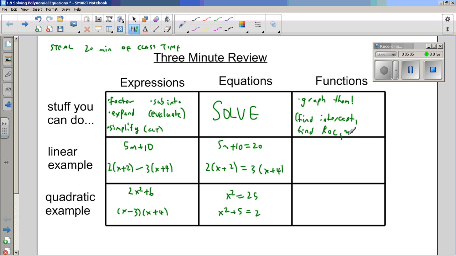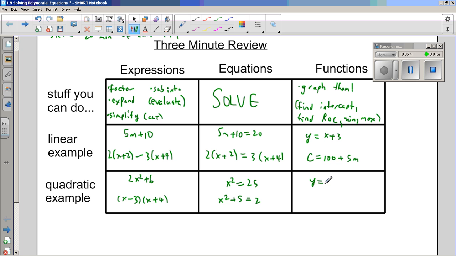We could find the minimums and maximums of a function, etc. But mostly we just graph it. What would be a linear function? A linear function would be something like this: y equals mx plus b. Or back in grade 10, a cost function, something like this, where we've got two variables. We could graph that if we wanted to. Quadratic, this is a parabola, and we could graph that parabola, or whatever.